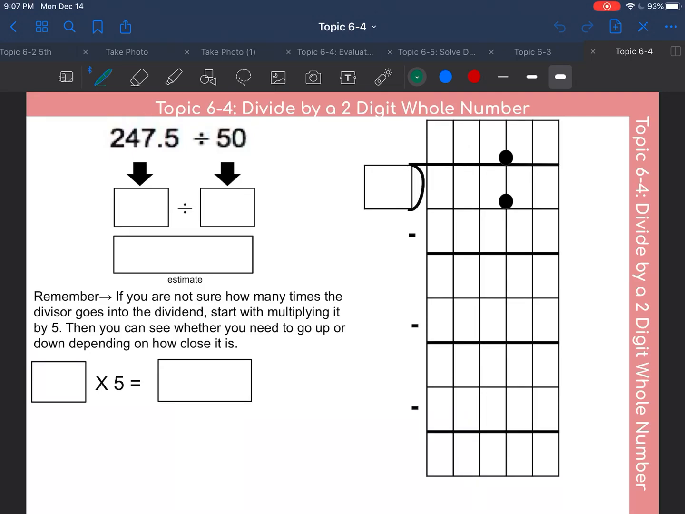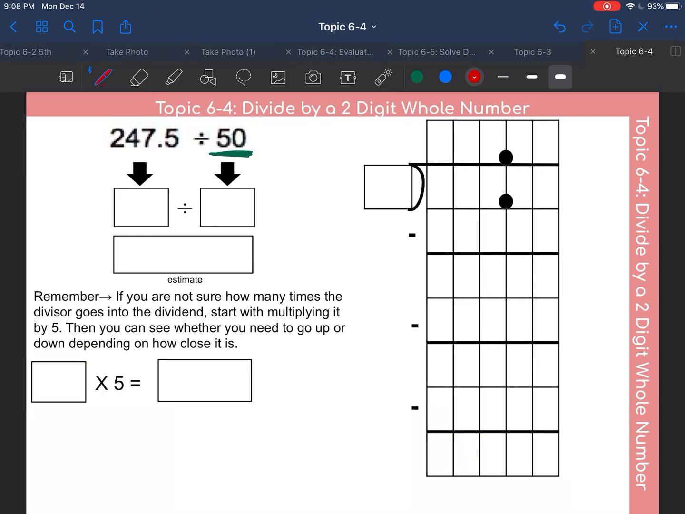Fifth graders. So yesterday we started talking about division with decimals, and we were just dealing with single digit divisors. Now today we're going to be dealing with decimals, but we're going to be dividing by a 2-digit whole number. It's pretty much the same thing and the same rules apply as yesterday, but now instead of a 1-digit divisor, we're going to be dealing with a 2-digit divisor. But before we even start, we do still have to estimate.